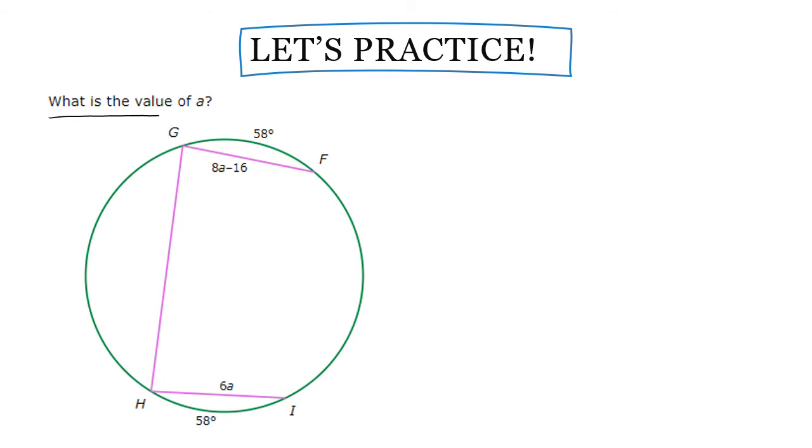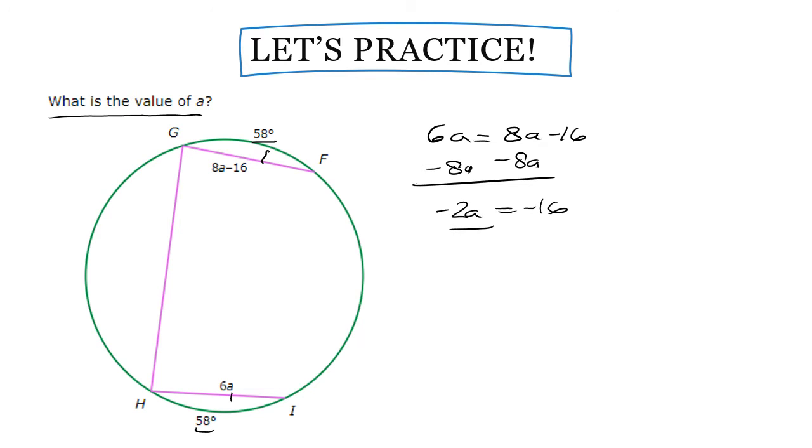We're asked here to find the value of A. Now notice that this arc measure and this arc measure are the same, which means by our theorem that this chord and this chord have to be the same. So 6A has to equal 8A minus 16. We can solve this. Minus 8A gives me on the left negative 2A equals negative 16. Divided by negative 2. Negative 16 divided by negative 2 gives me 8. So my answer here for the value A is 8.